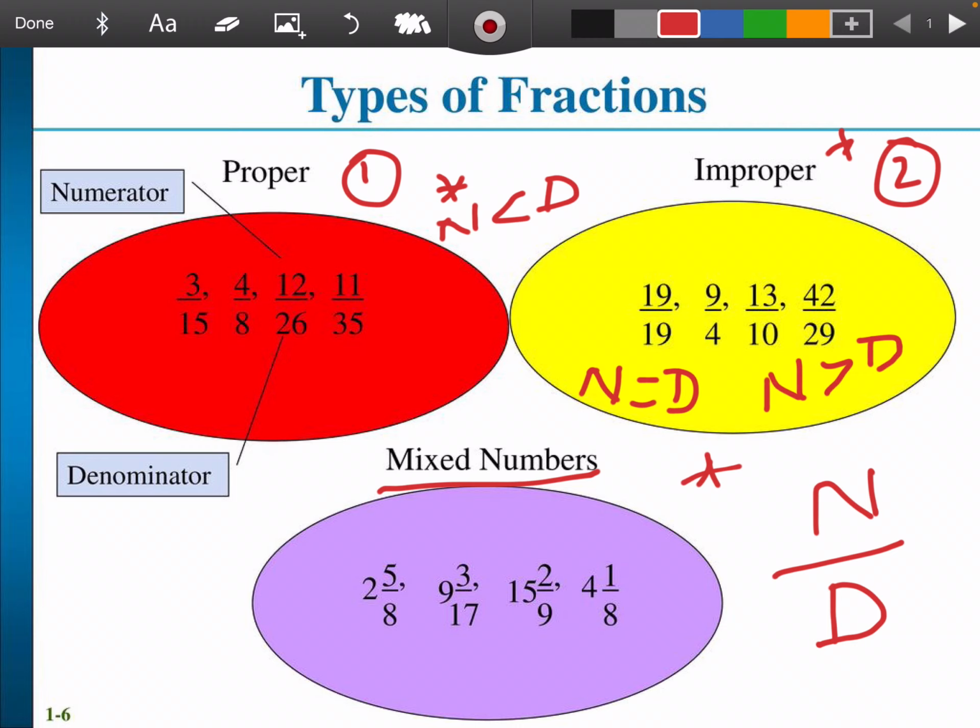It's called an improper fraction because as long as the numerator is equal to or greater than the denominator, it's called an improper fraction. The numerator should always be less than the denominator, like in these examples, in order for it to be called a proper fraction. Now mixed numbers are a whole number plus a proper fraction. So this is how fractions are classified.